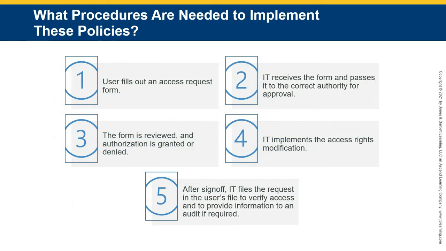What procedures are needed to implement these policies? 1. The user fills out an access request form. 2. IT receives the request form and passes it to the correct authority for approval. 3. The form is reviewed and authorization is granted or denied. 4. IT implements the access rights modification. After sign-off, IT files the request in the user's file and verifies access provided for information audit.